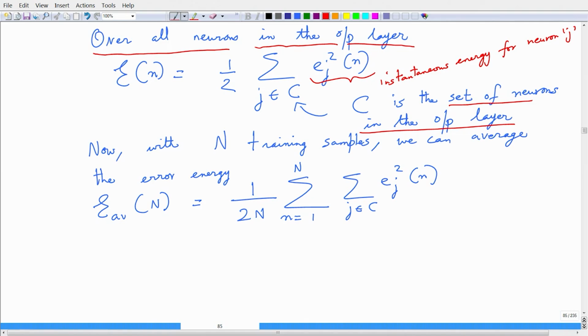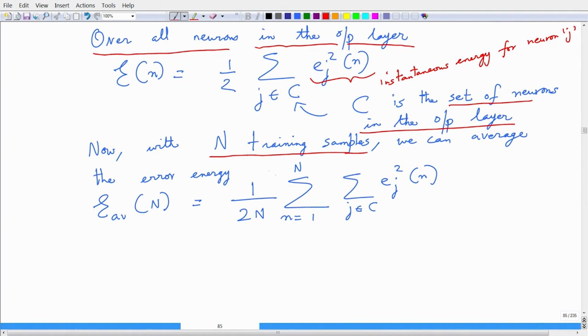Now, you may question, does it end here, right? No, because this is for one particular sample. We have to look at all the N training samples, capital N. The small n stands for the discrete time step and capital N stands for the training examples or training samples or feature vectors that you may call, and we will have to average this error energy over all the N training samples.